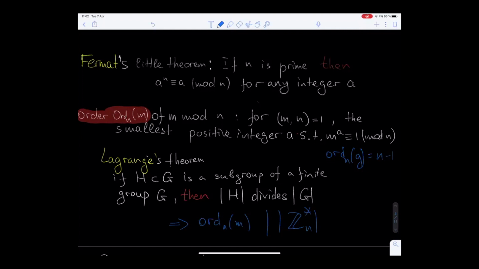So if an element to the power n minus 1 is 1 modulo n, but to the power n minus 1 divided by any prime factor of n minus 1 is not 1, then its order must be exactly n minus 1, because it divides n minus 1 but does not divide any proper factor of n minus 1. Okay, great.